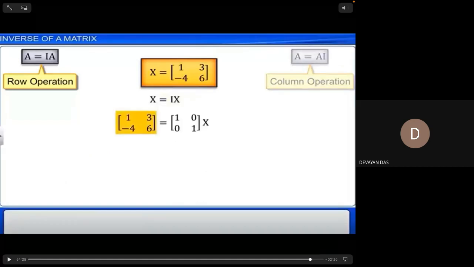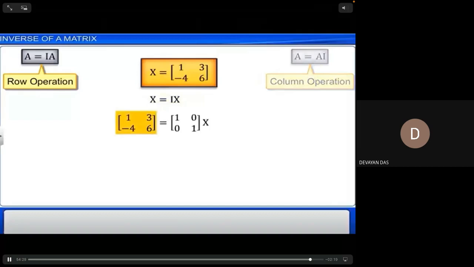Yes, see here, this matrix 1 3 minus 4 6, we have to make into 1 0 0 1 by doing row operations. Whatever row operations we apply on 1 3 minus 4 6, the same row operations will be applied on 1 0 0 1, so that it is going to change. In this situation only row operations should be considered. When I is multiplied on the left hand side, row operations; when I is multiplied on the right hand side, column operations. Here I is multiplied on the left hand side, so only row operations should be performed.